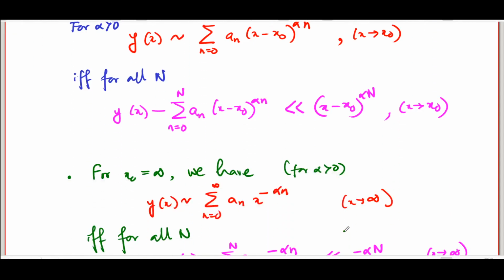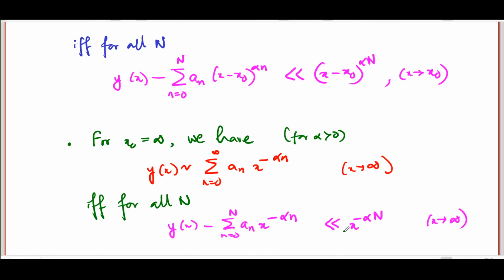Well, another kind of asymptotic series which is actually very, very important, and we have already seen an example of that. The Stirling formula is an example of the beginning of an asymptotic series. For x0 equals infinity, we actually have negative powers. So, a sum of a_n x to the minus alpha n, summed up over all n, is asymptotic to y of x.